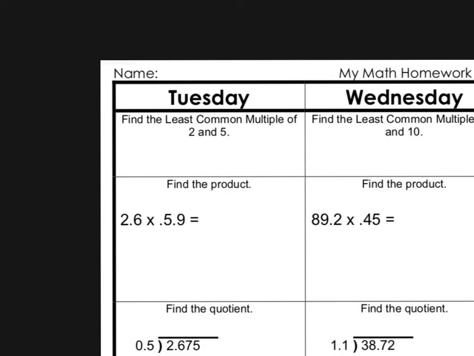This is my math homework number 16, starting with Tuesday. For the first one, it says find the least common multiple of 2 and 5. So what number does 2 and 5 have in common that is also the smallest one, the least?